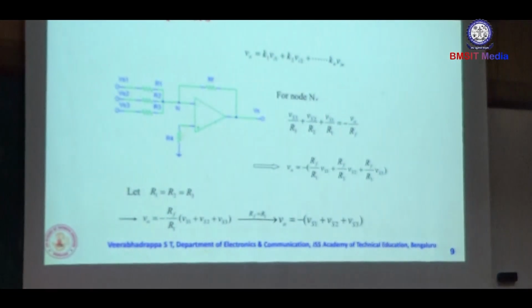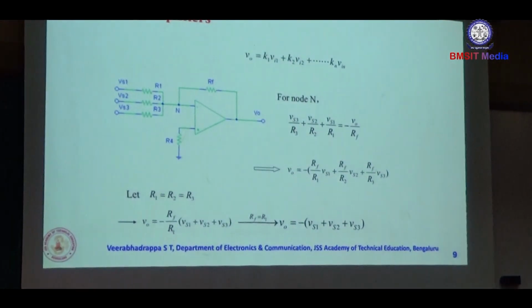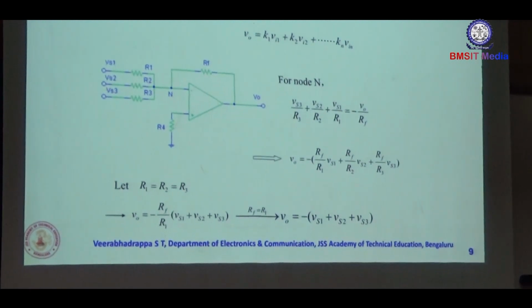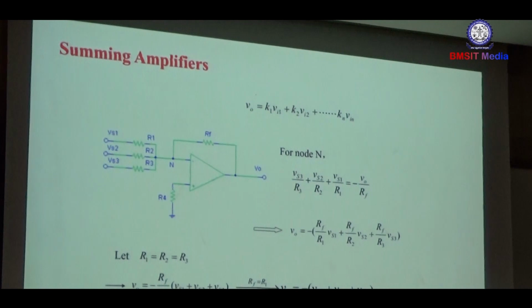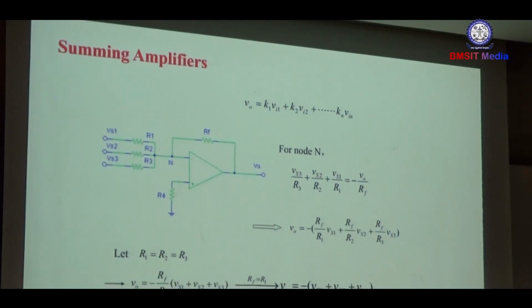Next is a summing amplifier. What do you mean by a summing amplifier? A summing amplifier is nothing but an adder. What do you mean by an adder? Addition of more than 2 or 3 signals. Here we have to define it once again in two ways. One is R1, R2, R3 and RF. This is an inverting amplifier summer.